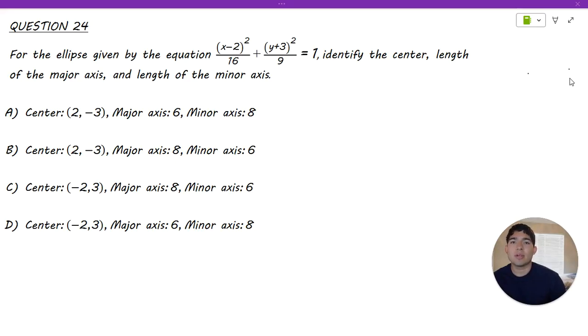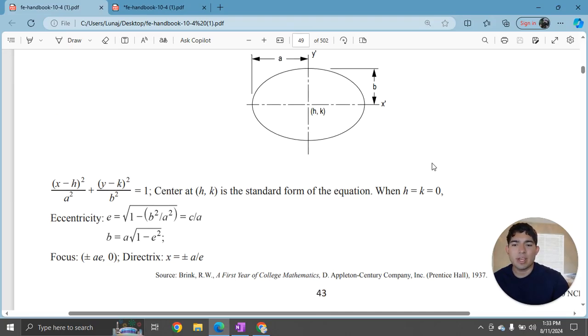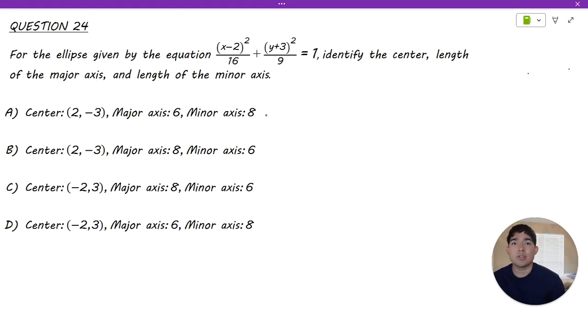Welcome to the last segment of the Analytic Geometry section for Mathematics and Statistics. In this segment, we are going to be covering some problems on ellipses. The formulas for ellipses in the FE reference manual can be found on page 43. As you can see right here, we have the standard form. The standard form applies when the ellipse is at 0, 0. And we also have a formula for the eccentricity and how to find the focus and the directrix for an ellipse. As always, make sure that you try these problems yourself before you look at the solution. But when you're ready, let's go ahead and begin.